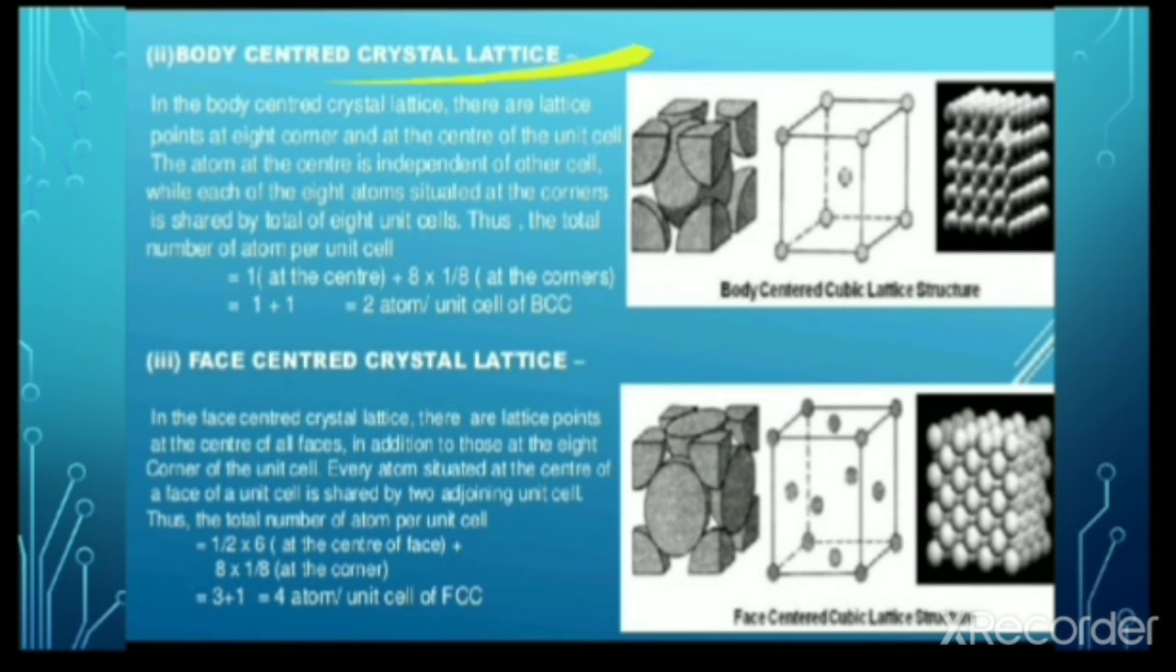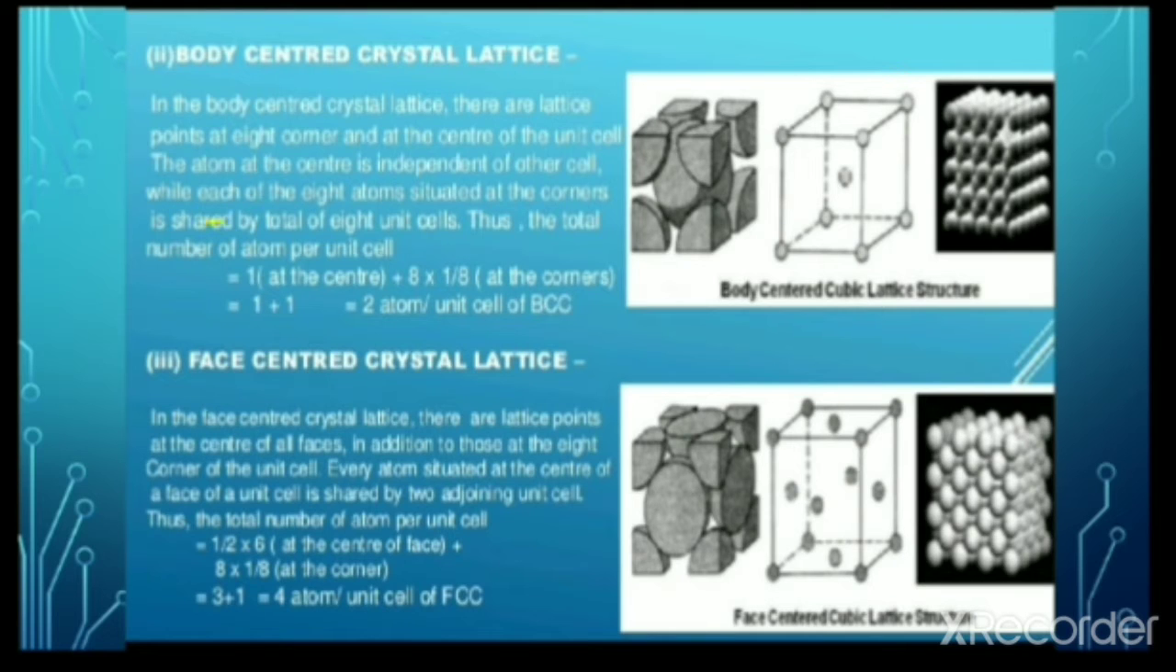Next, in case of the body centered crystal lattice, what is it? In the body centered crystal lattice, there are 8 lattice points at the 8 corners, and at the center of the unit cell, one atom is present. Means at the body center, one atom is present. The atom at the center is independent of the other cells.